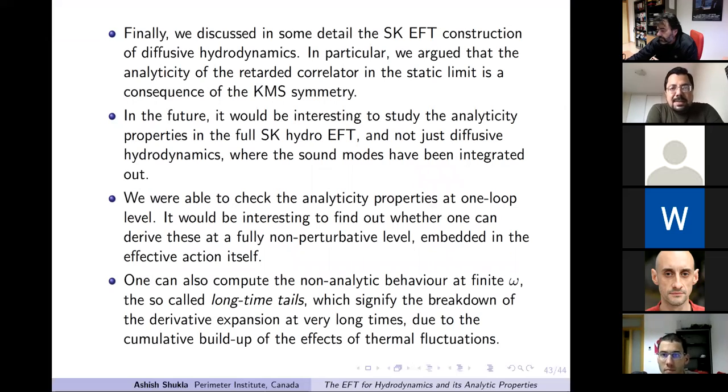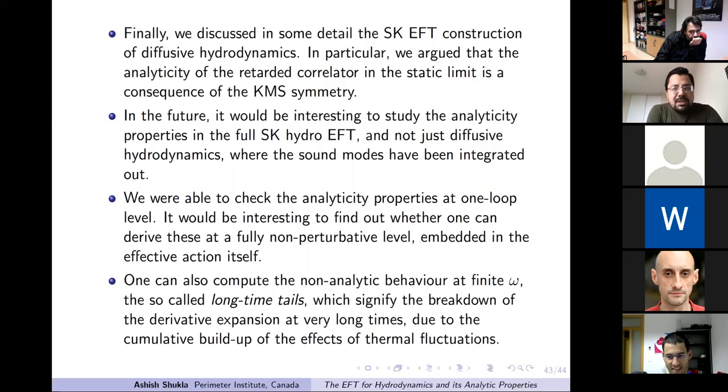Finally, we discussed in some detail the Schwinger-Keldysh effective field theory construction of diffusive hydrodynamics, which was a subsector of hydrodynamics where we were studying the diffusive and shear fluctuations, but integrated out the sound modes just to simplify the computations. We argued that the analyticity of the retarded correlator in the static limit, omega goes to 0 limit, is a consequence of the KMS symmetry that is inbuilt in the Schwinger-Keldysh formalism.